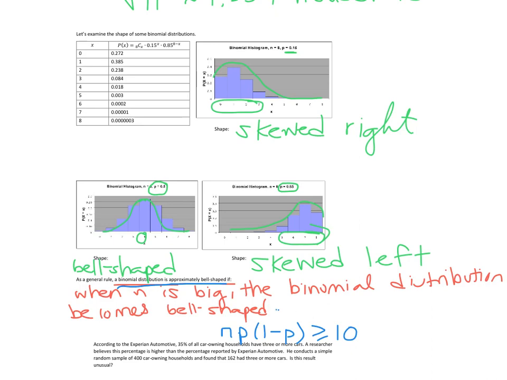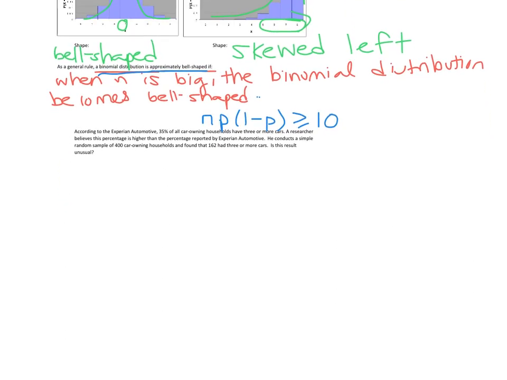Okay, so let's look at an example with that. And this is important for us because if things are bell-shaped, there's a rule we can use. We can use the empirical rule. And the empirical rule can tell us if something is unusual. All right, so let's see that in action.